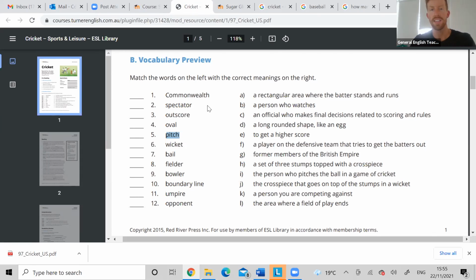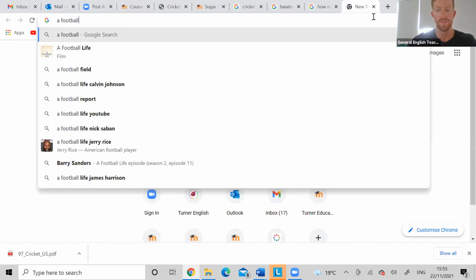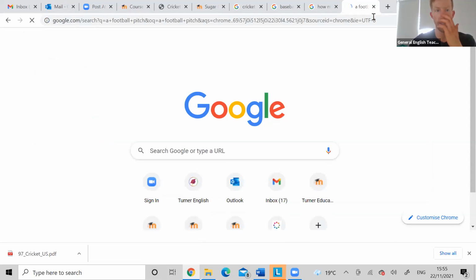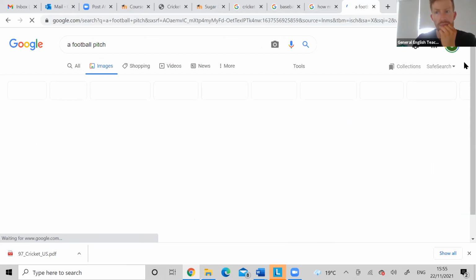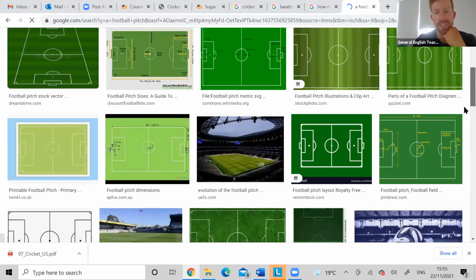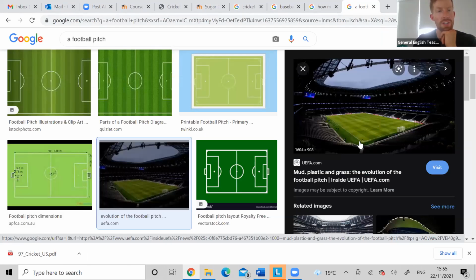Let's get a photo of that one. A football pitch. So this is a football pitch. You see this thing, guys, in the middle? This green thing? It's called a pitch. Anything which is like this, but for a sport, is called the pitch. So you have a cricket pitch, a football pitch.